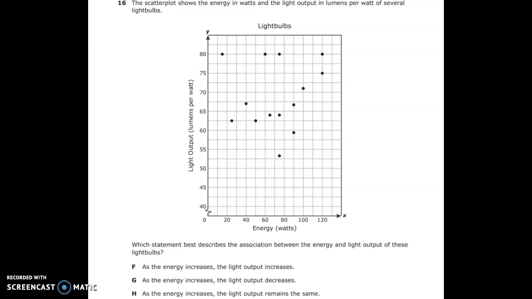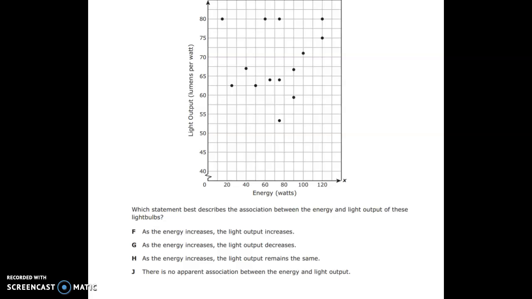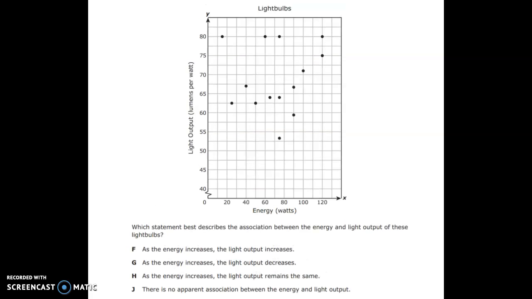Number 16. The scatter plot shows the energy in watts and the light output in lumens per watt of several light bulbs. So light bulbs, light output, lumens per watt, energy in watts. Which statement best describes the association between the energy and the light output of these light bulbs?